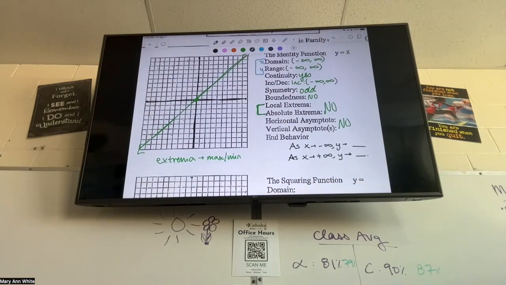As x approaches negative infinity, so as x gets smaller and smaller, what's my graph doing? It's going down, right? It's becoming small. Y is also getting smaller and smaller. So as x approaches negative infinity, y is also approaching negative infinity. We're going to do a similar thing when x gets bigger and bigger. When I move to the right of my graph, when x is getting bigger and bigger, what's my graph doing there? It's getting bigger and bigger, so it's going to approach positive infinity.